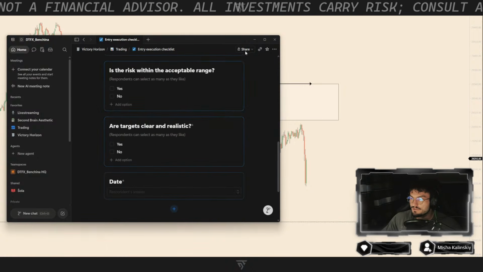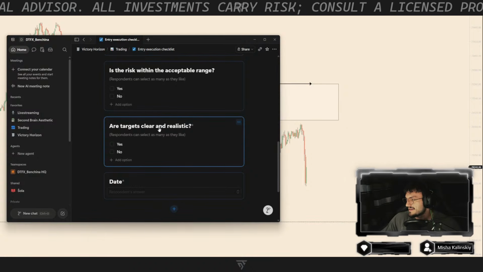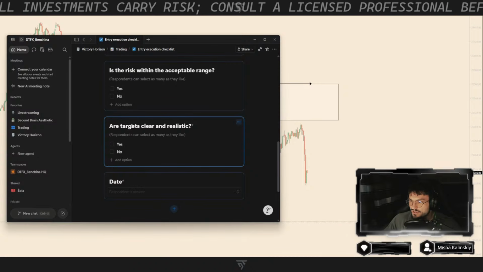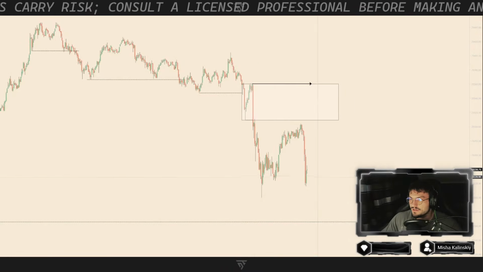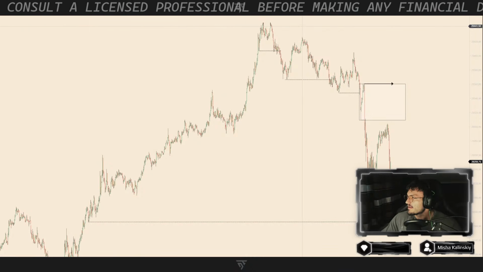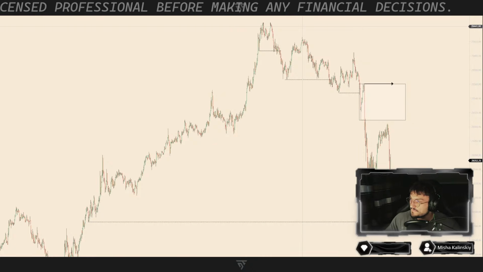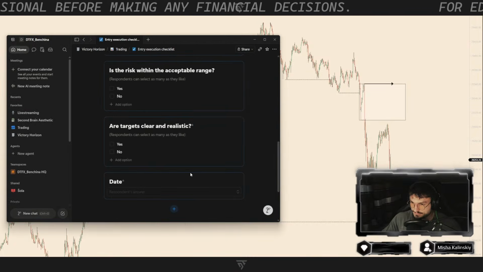Are targets clear and realistic? That's honestly a good one. The targets for me is 1 to 1, 1 hour. And what I'm also saying with targets could be like a low down here or a high up here. Are they realistic? Are they 500 points away or are they just 5 points away? You know? Are they realistic?